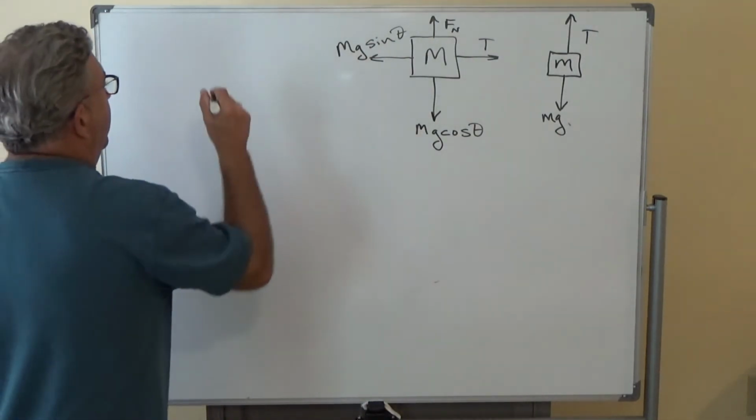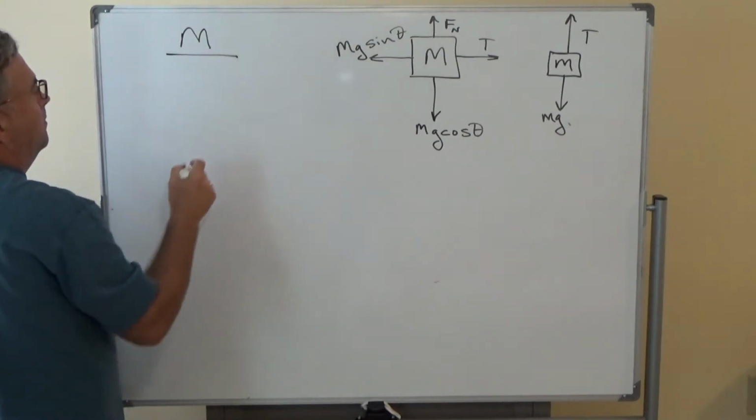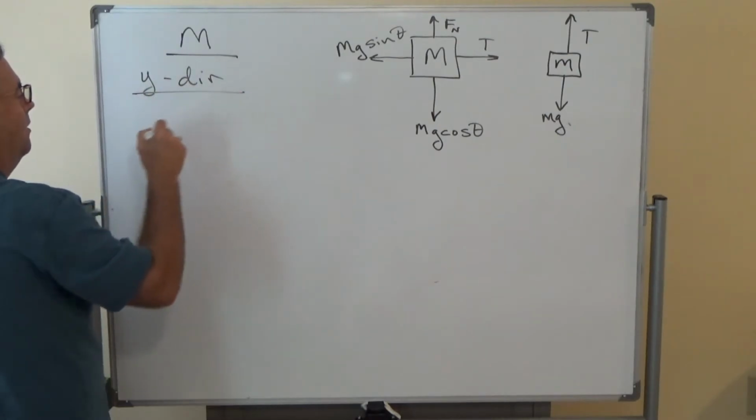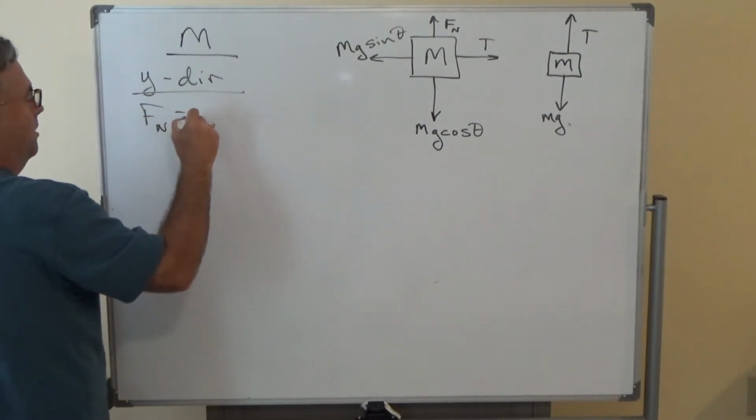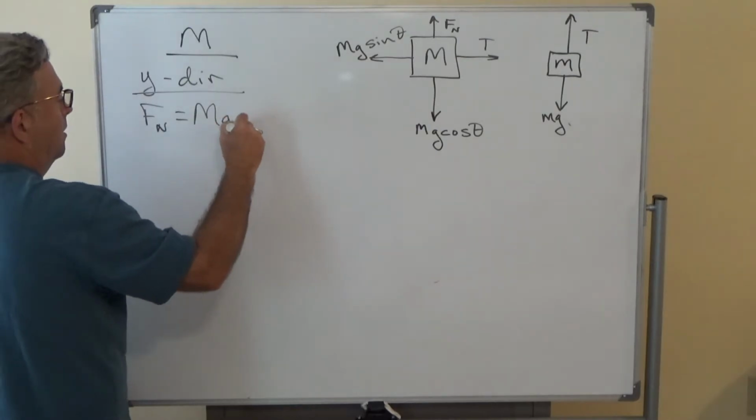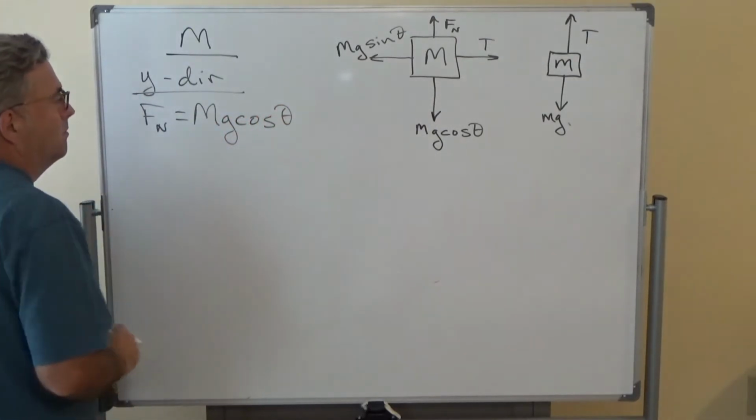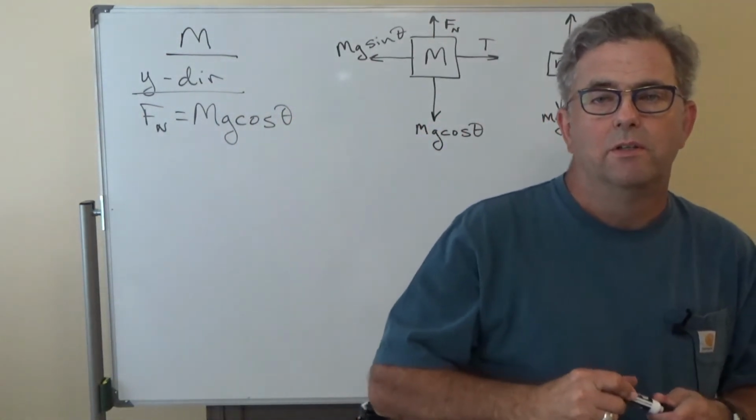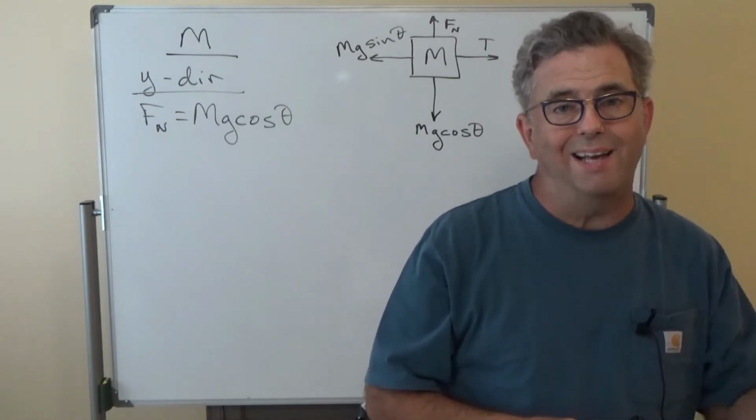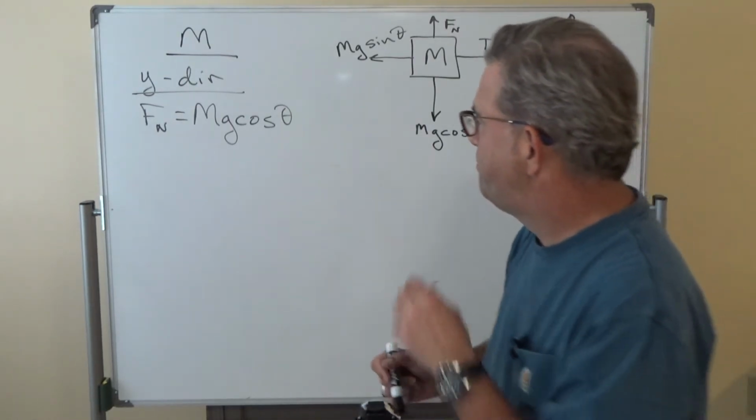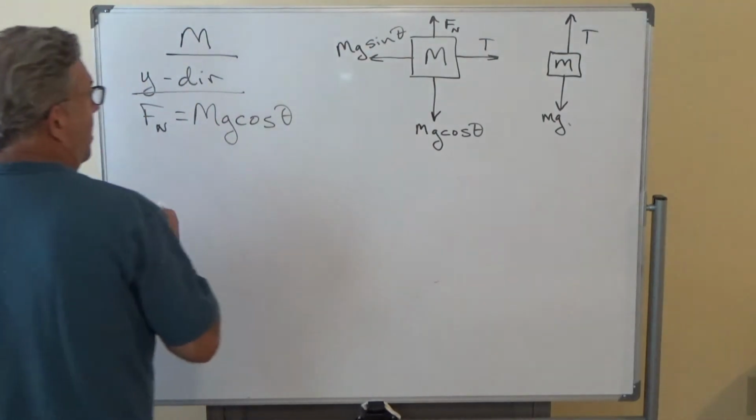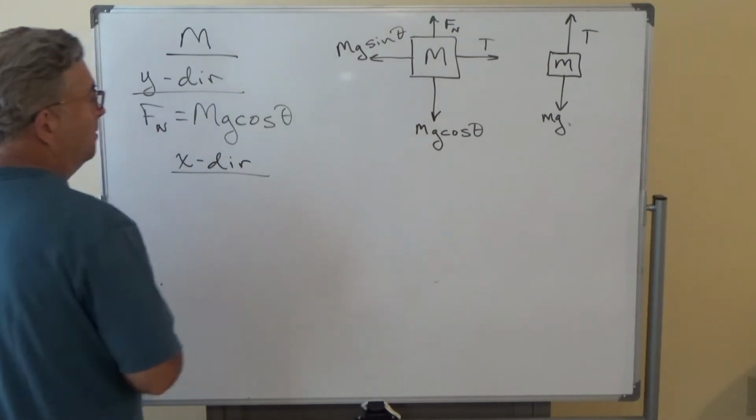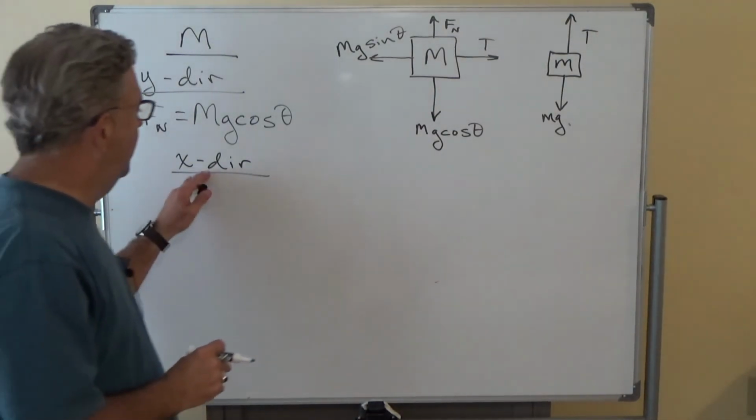So let's look at big M. In the y direction, I'll dispense with that very quickly. In the y direction, F normal is equal to big Mg cosine theta. There's no acceleration in this direction, so the magnitude of those forces is equal. In the x direction, or along the incline, some people say the parallel direction, I'm just going to say the x direction.